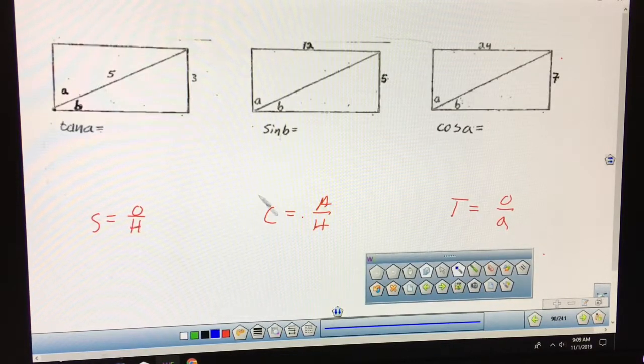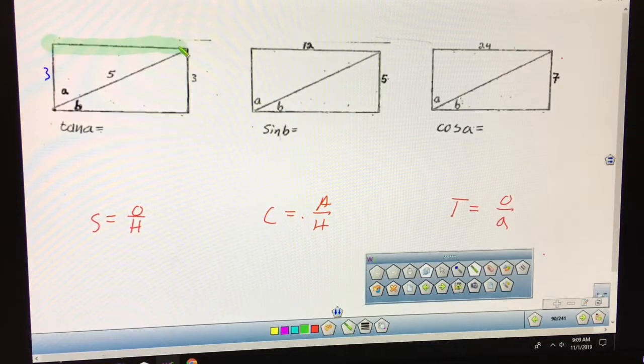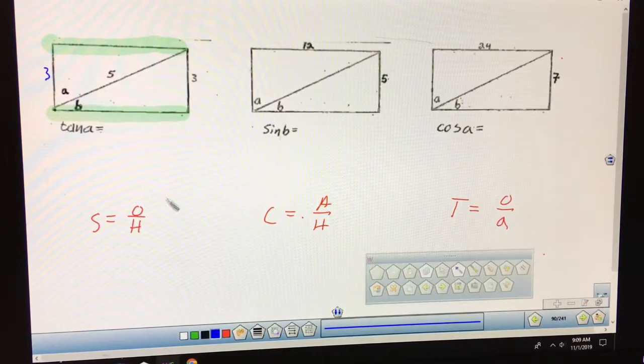I have a rectangle. This side of the rectangle is 3, which means this side of the rectangle is 3. I'm going to need this side, which is the same as the bottom. Again, here's a scenario where you have to do two things in one problem. The first thing is the Pythagorean theorem: 5 squared minus 3 squared, 25 minus 9, square root 16. So this side here is 4, and that means this side is 4.